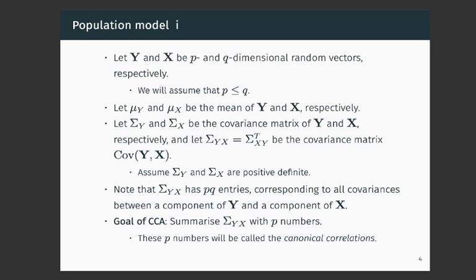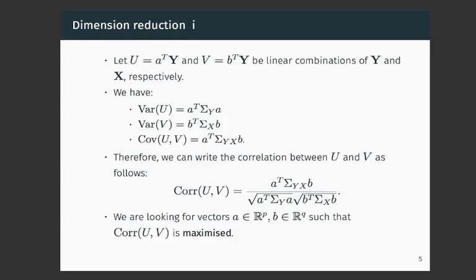Coming back to sigma yx, because of the dimensions of y and x, we know it has p times q entries, corresponding to all of the individual covariances between components of y and components of x. The goal of CCA is to summarize this p by q matrix with p numbers instead of p times q. These p numbers we will call the canonical correlations. And so we're doing dimension reduction.